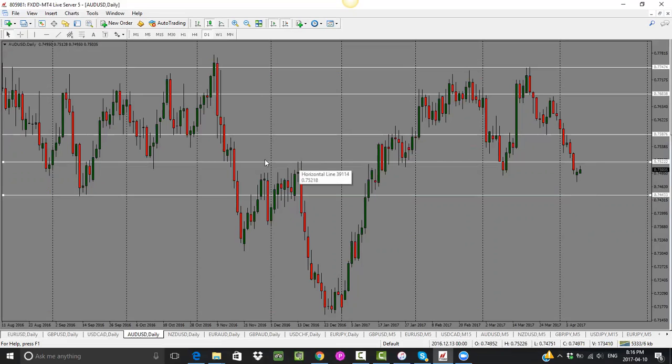75.20. So this level right here is a good support and resistance level. So we'll keep our resistance there. So in this case, again, because it was a pretty neutral day for Aussie.